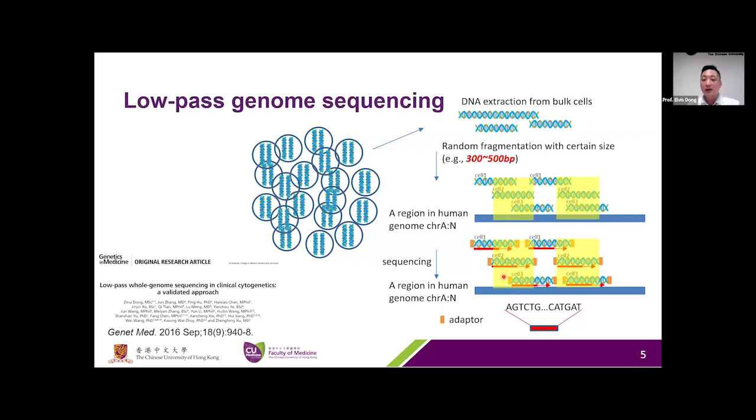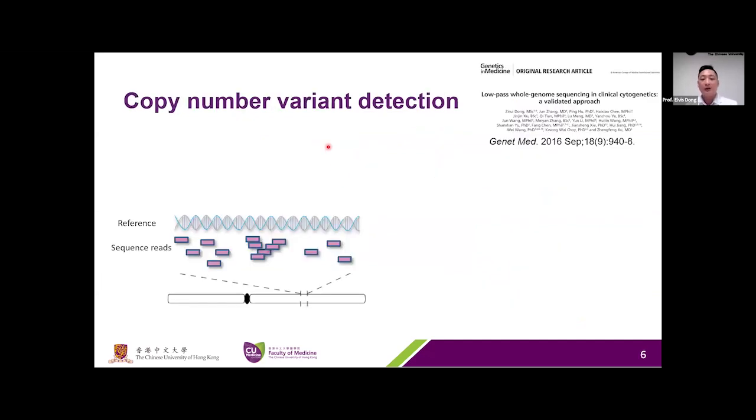So the concept is that 30 times genome sequencing is not to sequence a DNA 30 times, but to sequence many DNA molecules covering the same locus approximately 30 times, or 30 times coverage. Copy number variant detection aims to identify those regions that are suspected to have duplication or deletion.